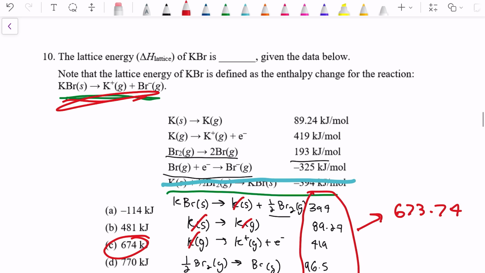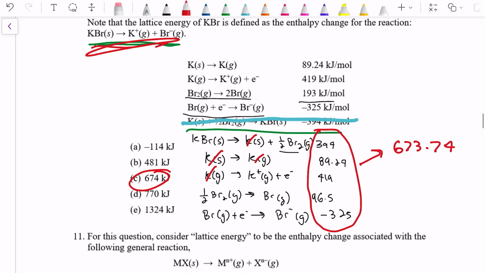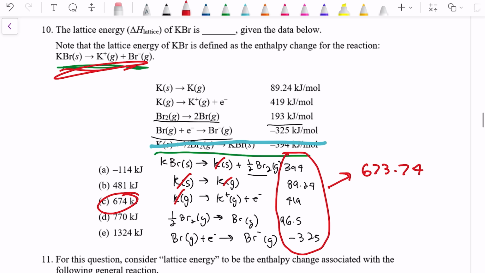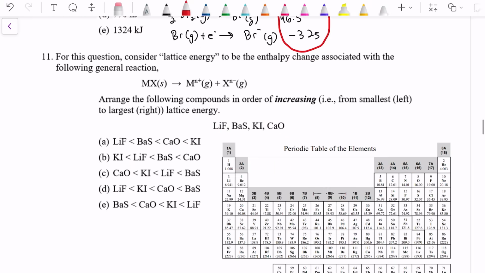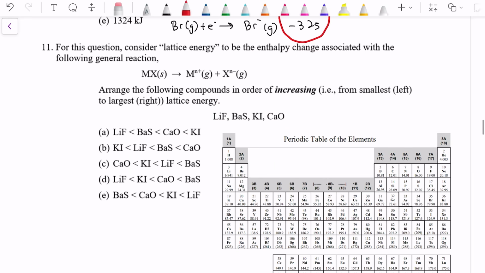10C, yes, 10C. If you want to do sig figs, we're adding numbers together, so you go to the least accurate sig fig, which is that position, which would just be 674. Anyways, doesn't matter.